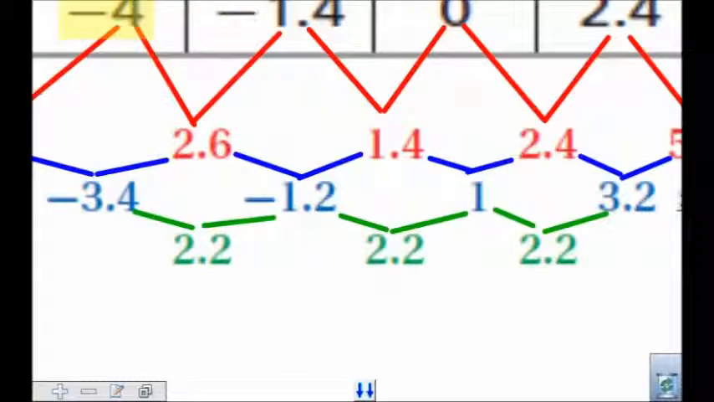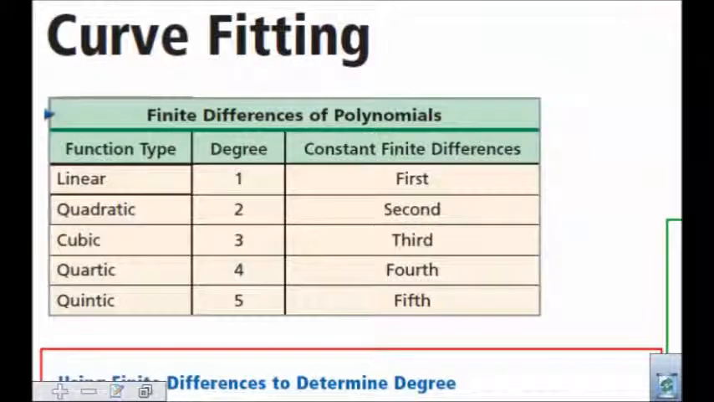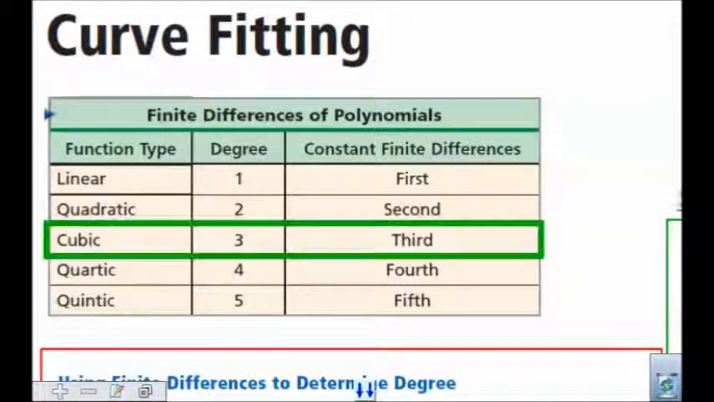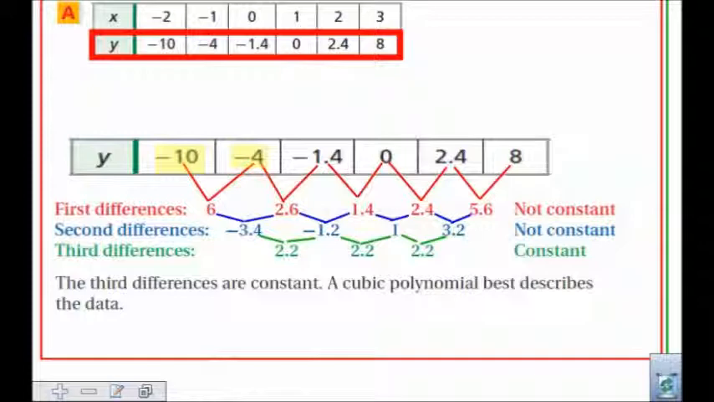So what do we do with this information? Well, now we take it over to our polynomials, and because it was the third differences that gave us a constant change, we have now determined that the best polynomial for this function would have to be a cubic polynomial. That's what those differences allow us to do: figure out, after a certain number of differences, once we get those differences to be the same, that it was indeed cubic.